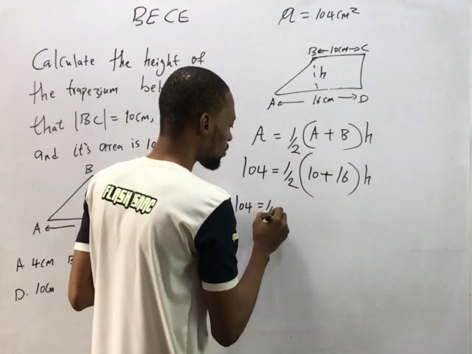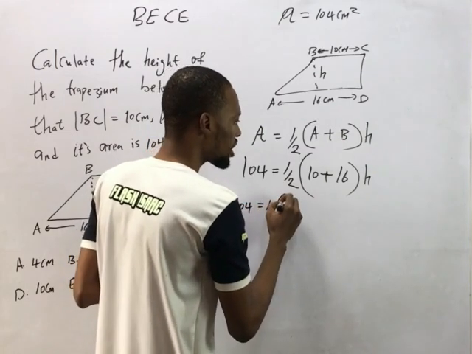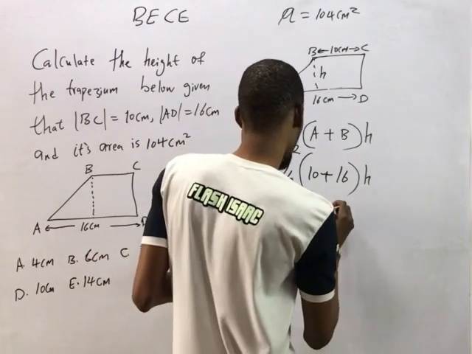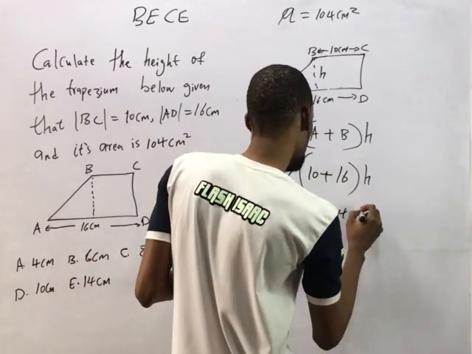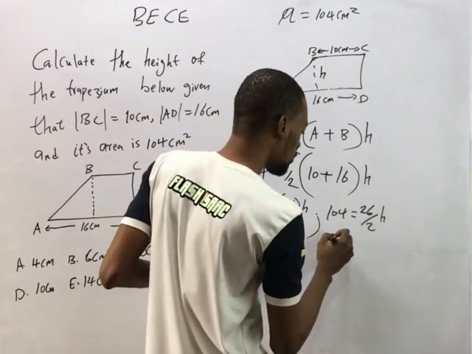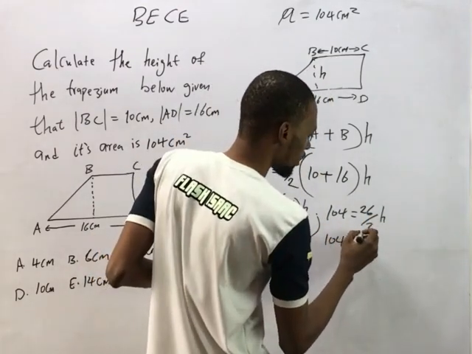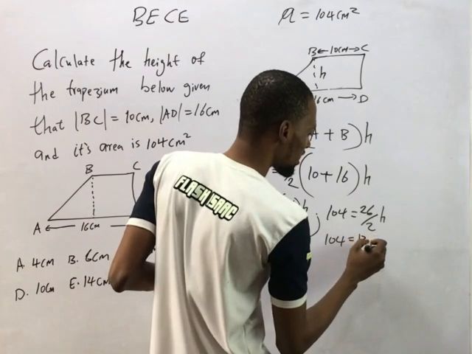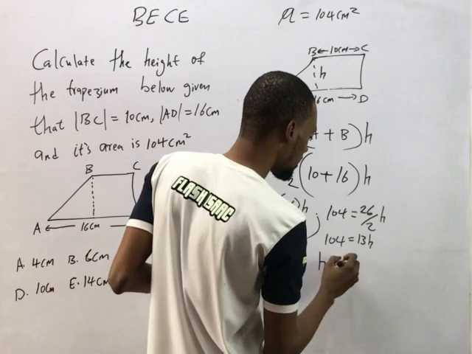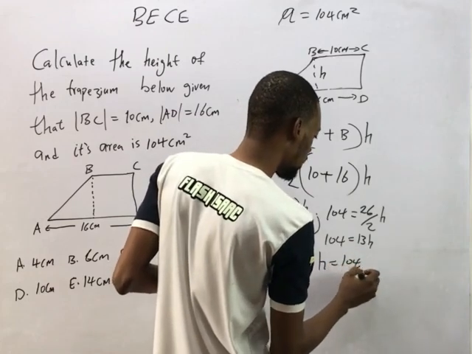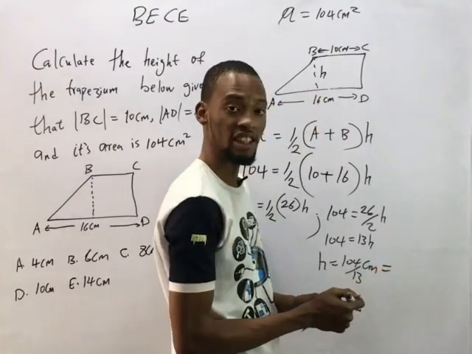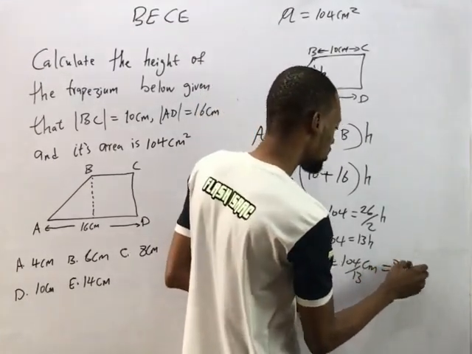104 is simply 1/2 times 10 plus 16, which will give you 26 H. So 104 equals 26/2 H, which gives 13 H. So H equals, dividing both sides by 13, 104/13 cm. 104 divided by 13 is simply 8 cm.